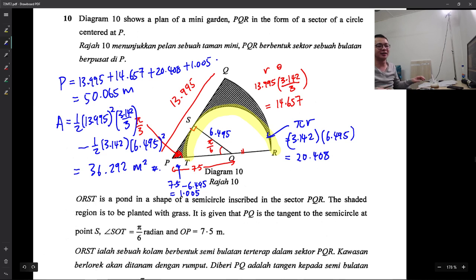Alright, so yeah, this question is not too hard. Why divided by 3? Because this angle is pi over 3, right? You remember half r square theta, right? The theta is pi over 3. Pi is 3.142, so therefore I will do pi divided by 3.